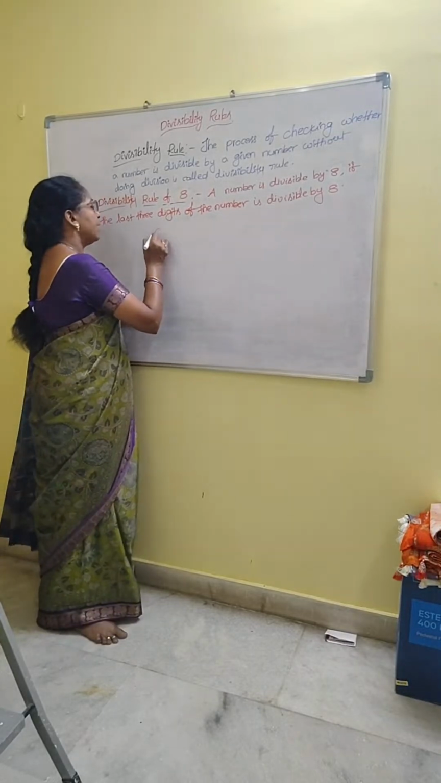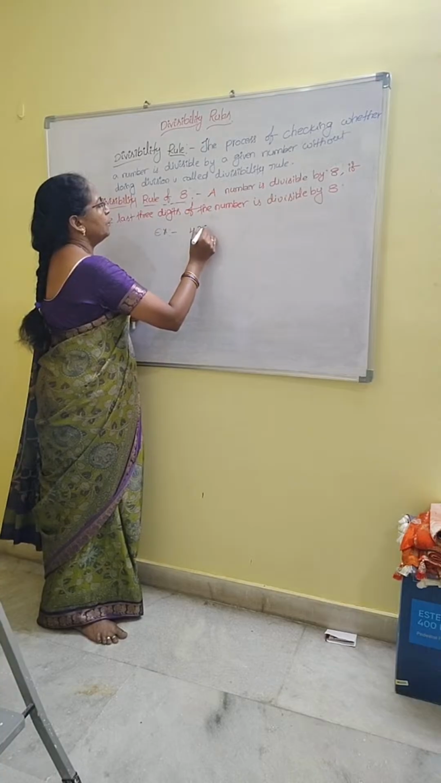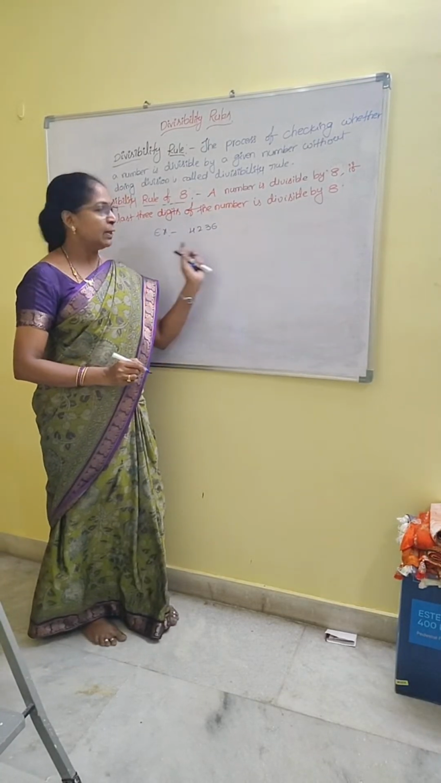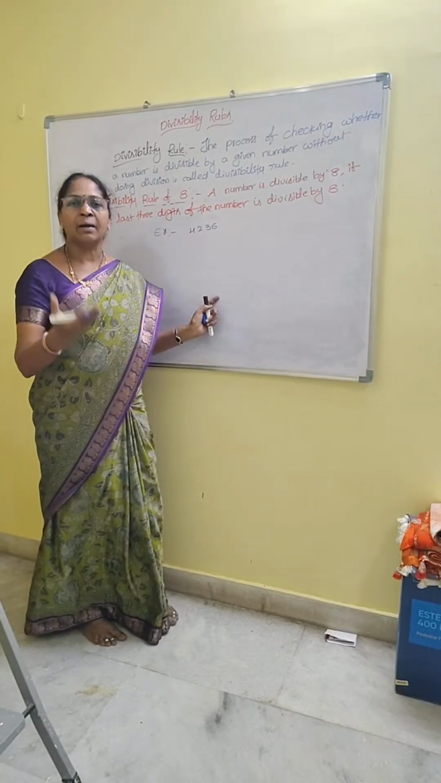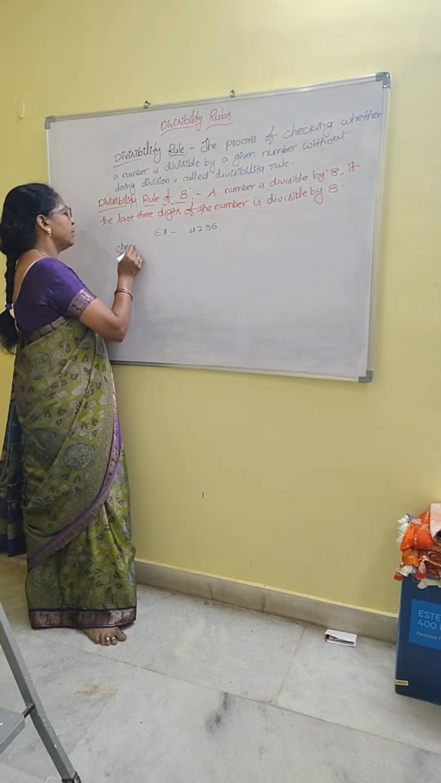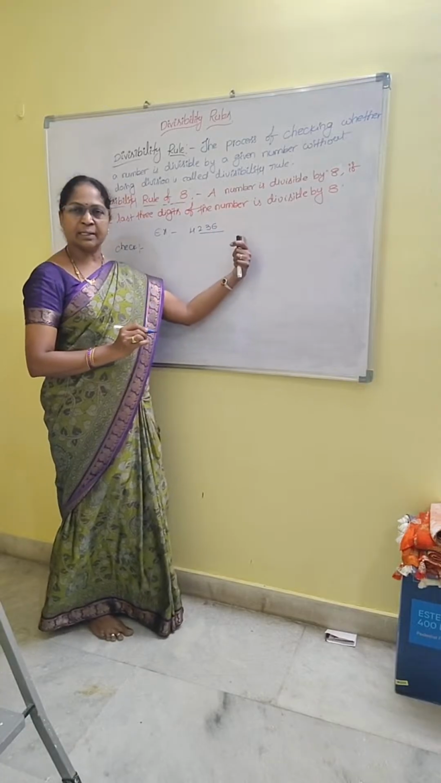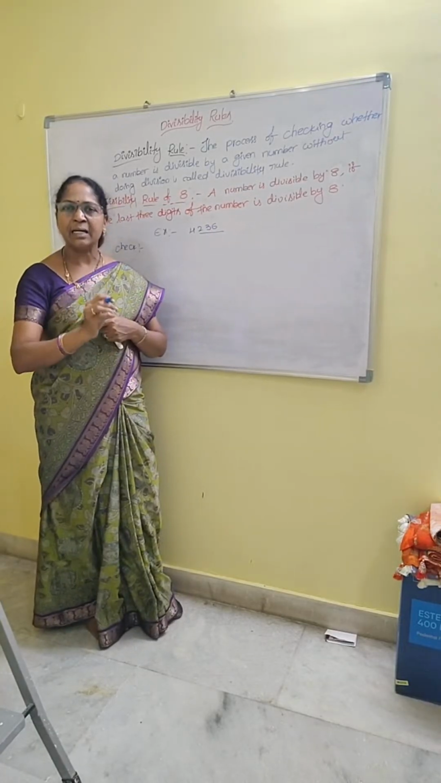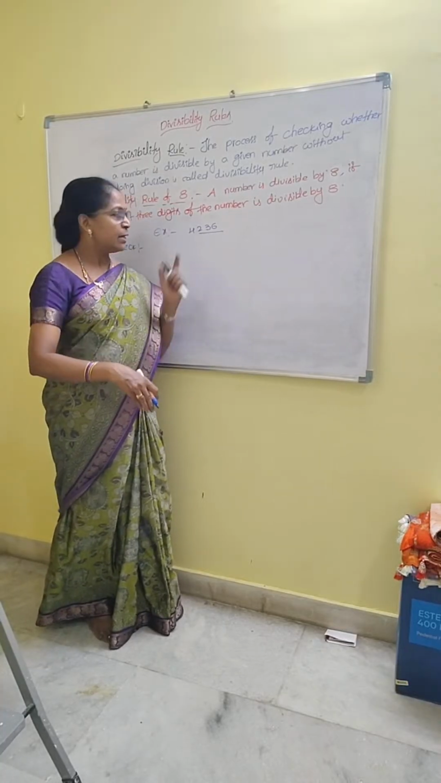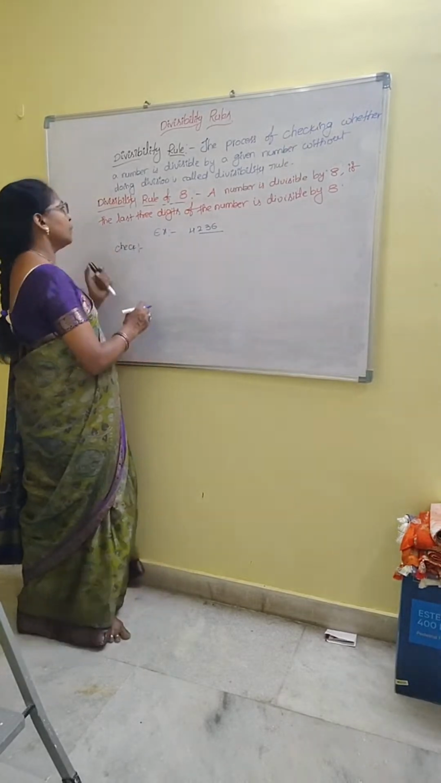One example here: 4236. This is one of the examples. Is it divisible by 8 or not? Just check it here. How can you check? Just consider the last three digits of the number. If the number formed by the last three digits is divisible by 8, then only the given number is divisible by 8.